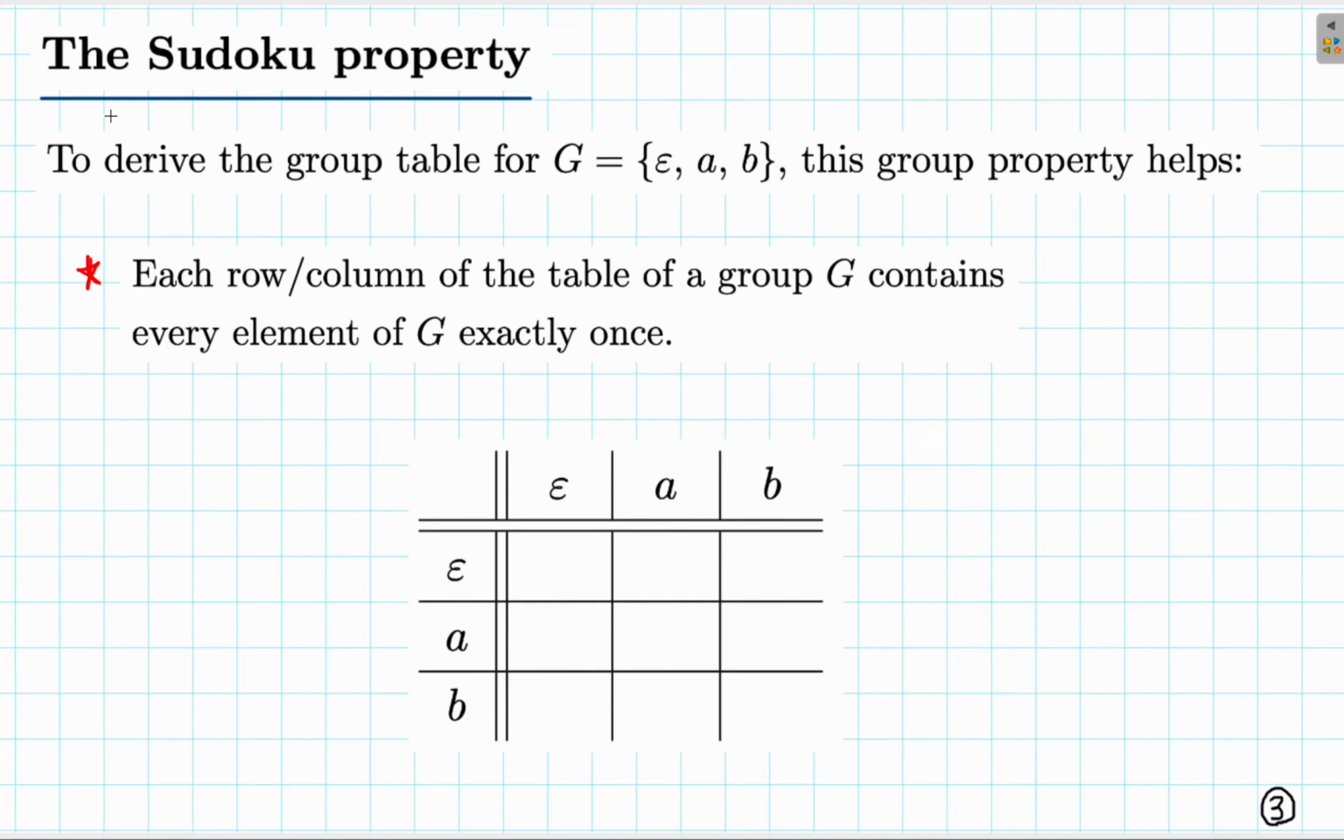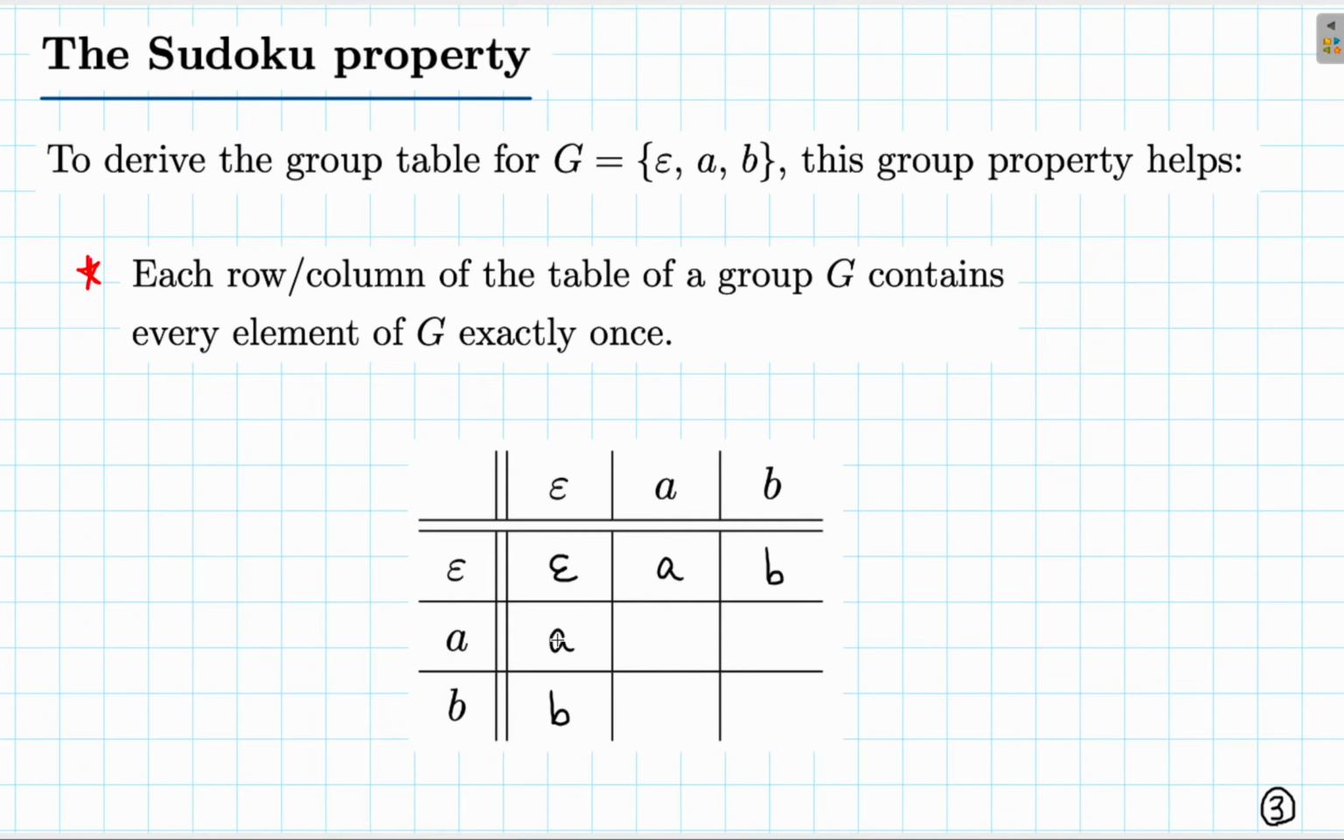And so let's just quickly recap how that property was used to generate a table for a 3-element group. Again, I'll go through this quickly because we did it in the last slide, but we started off with the identity element, and so there it is. And the key was coming up with this spot right here. Now, the Sudoku property says that the second row has to contain every element of the group exactly once.